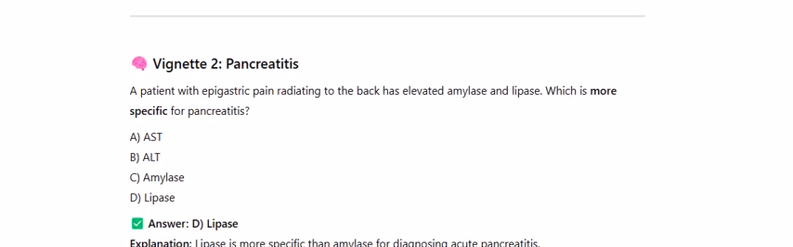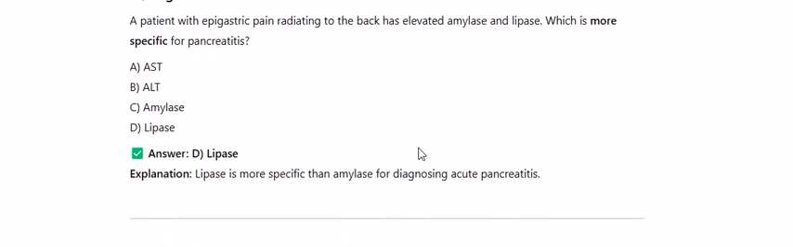Vignette 2: Pancreatitis. A patient with epigastric pain radiating to the back has elevated amylase and lipase. Which is more specific for pancreatitis? A. AST, B. Amylase, C. ALT, D. Lipase. Explanation: Lipase is more specific than amylase for diagnosing acute pancreatitis.